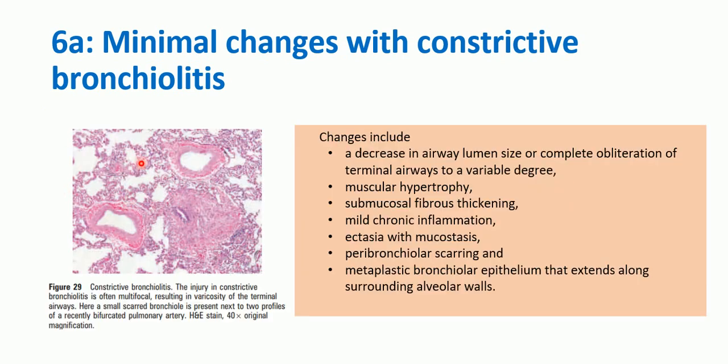So on high magnification, this is a pulmonary artery bifurcation, and this is a bronchiole, and the lumen is obstructed or decreased. Along with that, surrounding these bronchioles is a lot of fibrosis, muscle hypertrophy can be seen, mild chronic inflammation, and scarring can be seen. These are the findings which are in concordance with minimal changes with constrictive bronchiolitis.